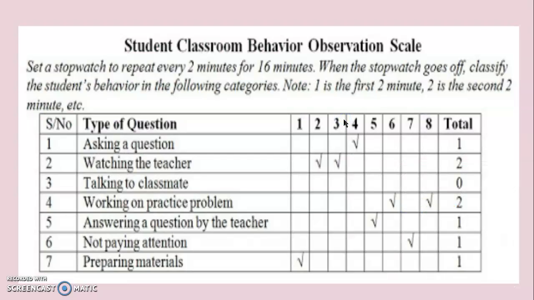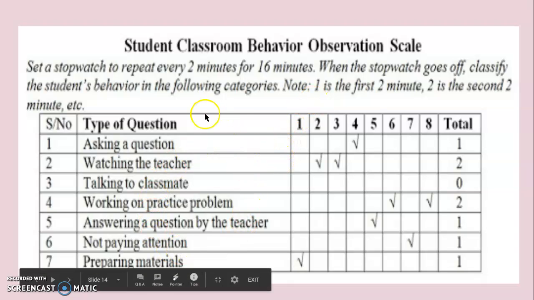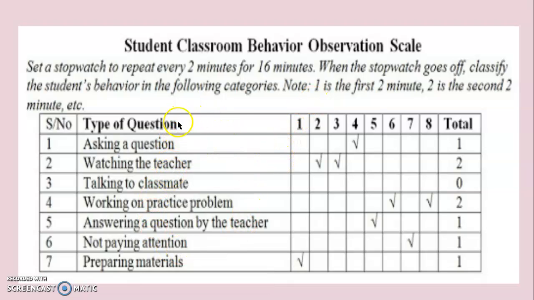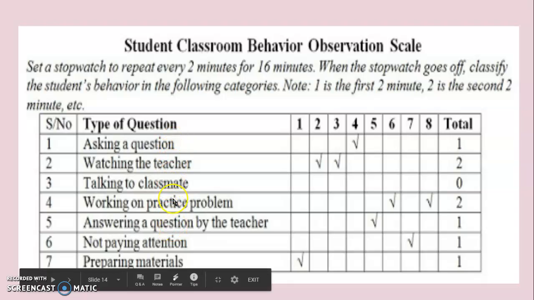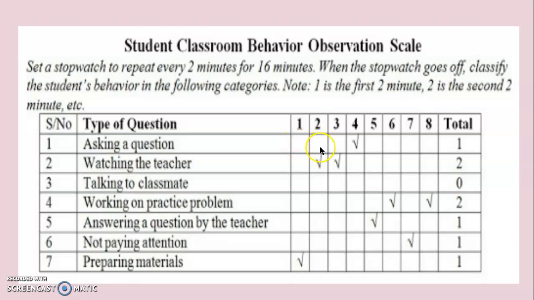This is an example of a checklist pattern, how you have to prepare it. Student classroom behavior observation scale. This is a sample of the observational checklist. You can list down the things that come under a skill, and you can grade it like 1 2 3 4 5 6, how many times. In that case you can do it like this.